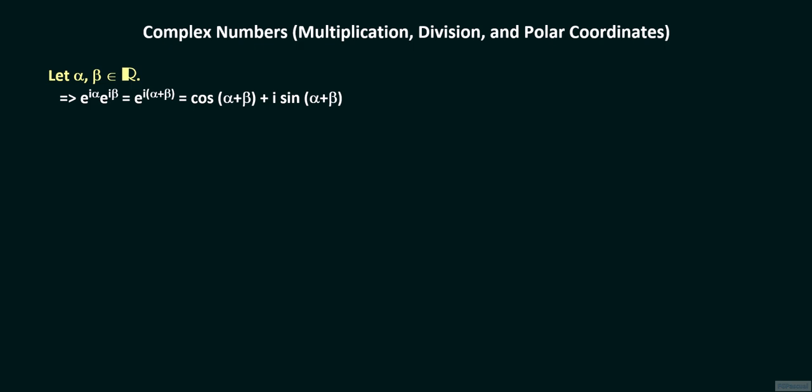We apply Euler's formula again, but this time individually to e raised to the power I alpha and to e raised to the power I beta. Their product is equal to the product of the quantity cosine alpha plus I sine alpha and the quantity cosine beta plus I sine beta. Expanding this product, replacing I squared by minus 1, and writing the result in standard form, we get this expression.